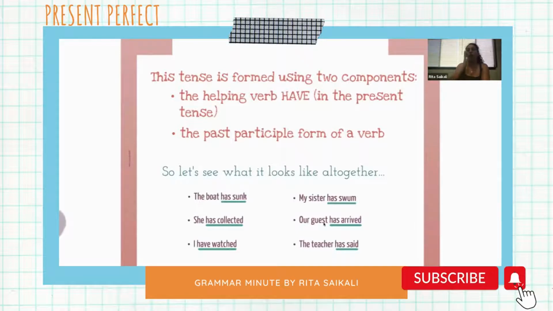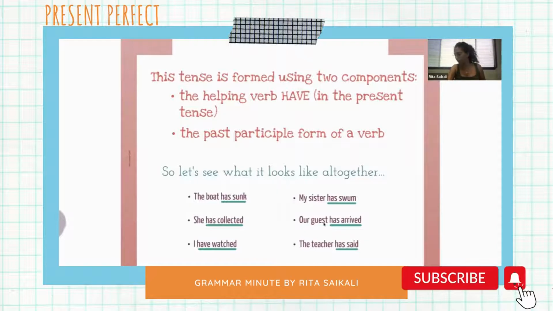So what we would need is the verb to have in the present, and then the second verb, the main verb, the verb that the verb to have is helping, is going to be in the past participle. So, the boat has sunk. Has is in the present, sunk is the past participle of what verb? Can anyone tell me what's the verb sunk in base form? What verb is that?